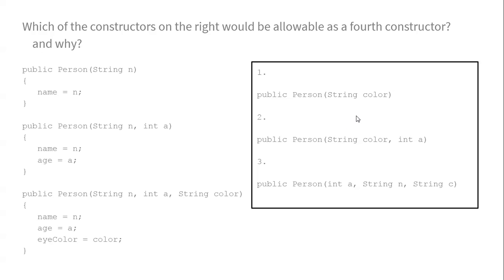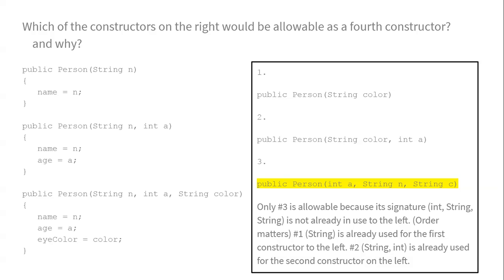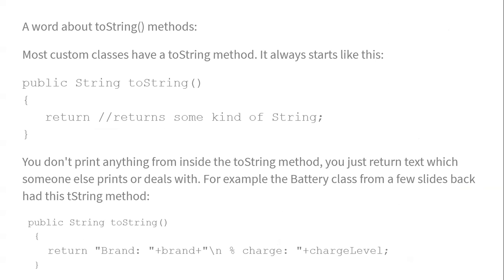So 1 doesn't work because we already had a single string. 2 doesn't work because we already had string int. That's string int. 3 works because it's a different order. Int string string. Java's like, hey, I can do that. Would int string work? Int string would work. Yeah, int string would work fine because we don't have one there.